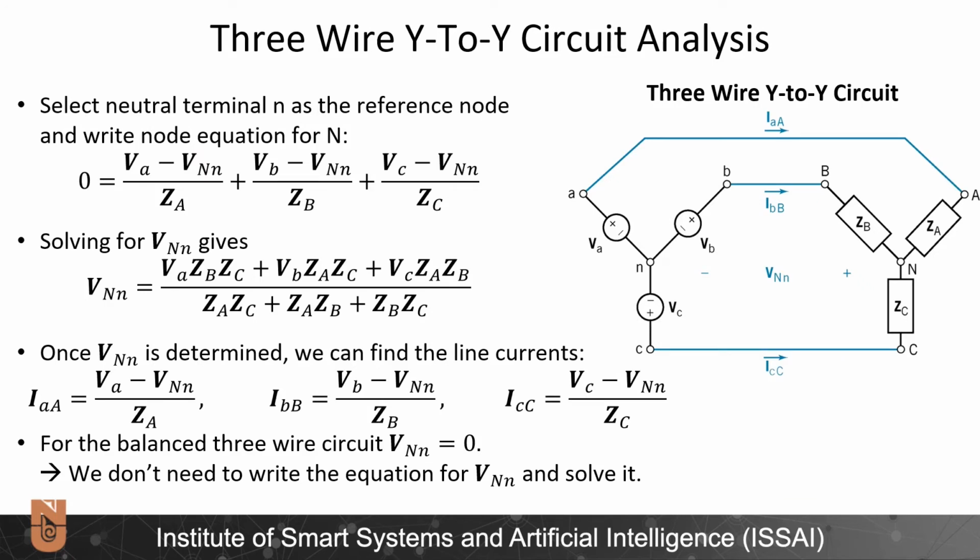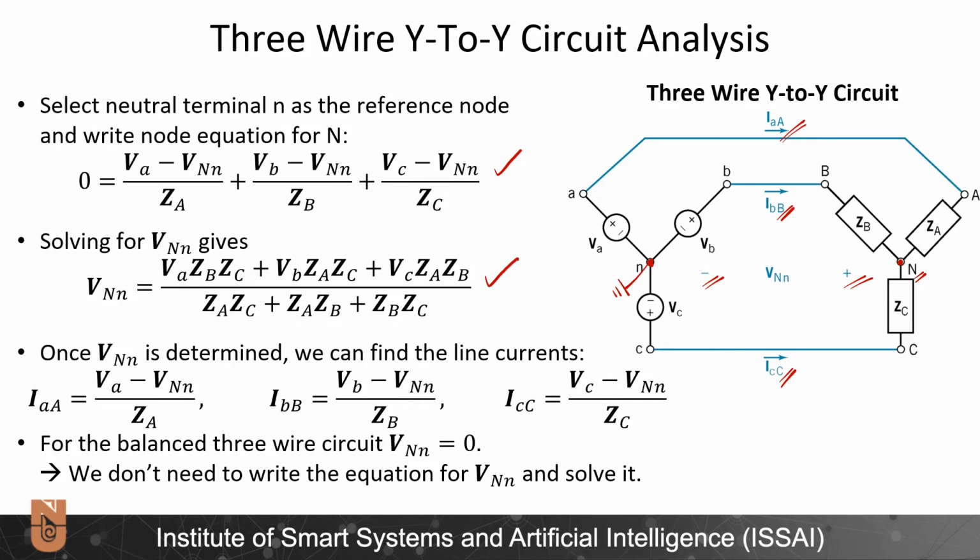In the case of the 3-wire Y-to-Y circuit, we don't have a connection between the neutral terminal of the source and the neutral terminal of the load. And we need to write Kirchhoff's current law for the node N by assuming that this neutral terminal of the source is the reference. And accordingly, all the currents entering this node are IAA, IBB, and ICC, and we can write Kirchhoff's current law as 0 is equal to VA minus VNN divided by ZA, plus VB minus VNN divided by ZB, plus VC minus VNN divided by ZC, and accordingly, we can find the expression for VNN, the voltage difference between the two neutral ports, as this.